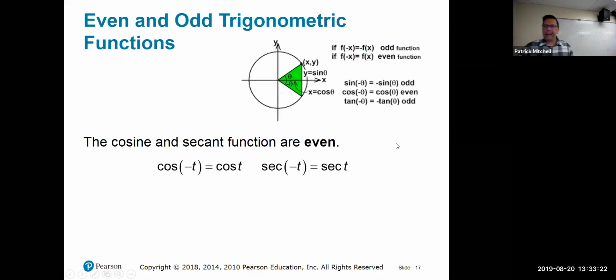Okay, even and odd trig functions. So here's a picture that I added. I found this on Google. Okay, it turns out, for example, that the cosine function is even. Remember, an even function is a function where when you replace, I'm going to say x, because that's how we learned it before, when you replace x with opposite x, you get the same exact function.